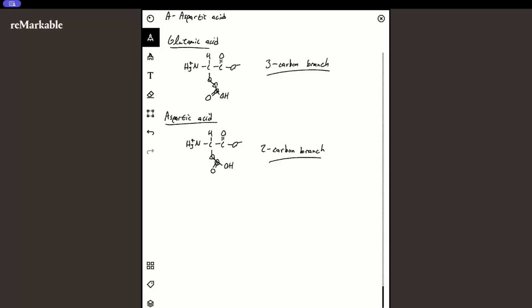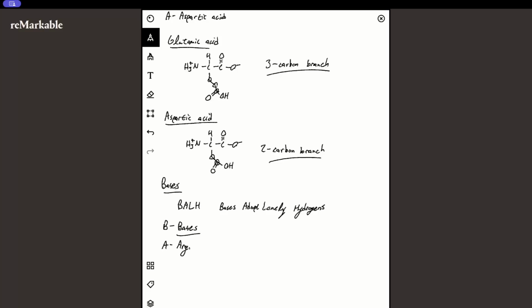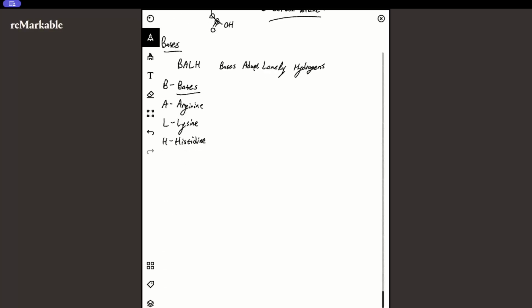Now, last one is bases. The acronym for this is, I remember it as BALL, with an H on the end. And this is bases adopt lonely hydrogens. So B is bases, like our label. Then A is arginine. L is lysine. And H is histidine.